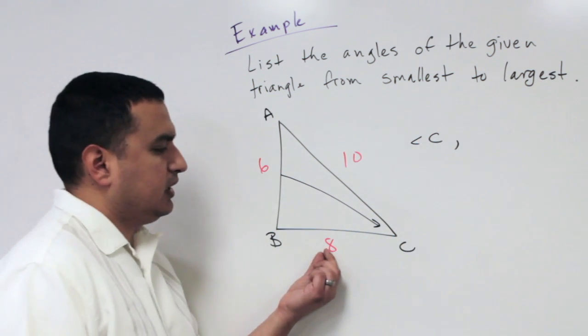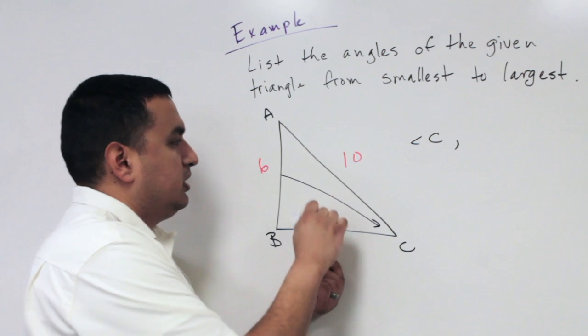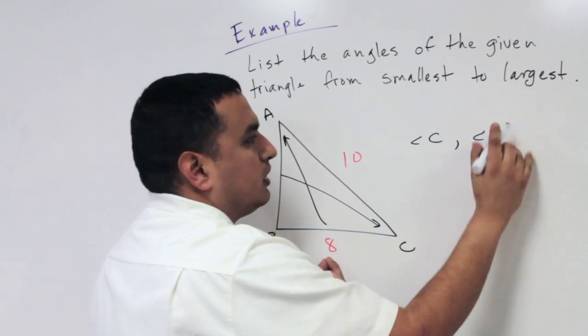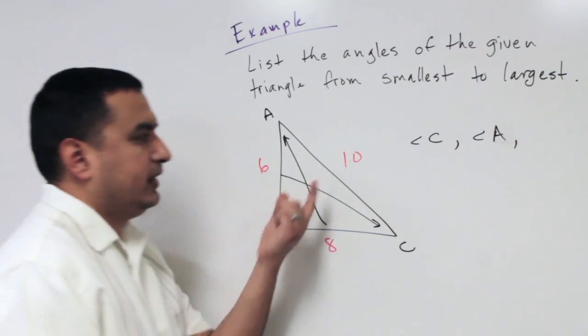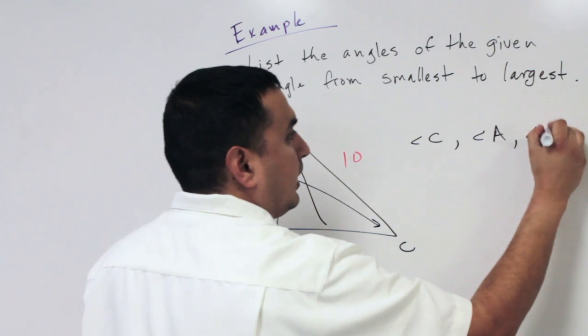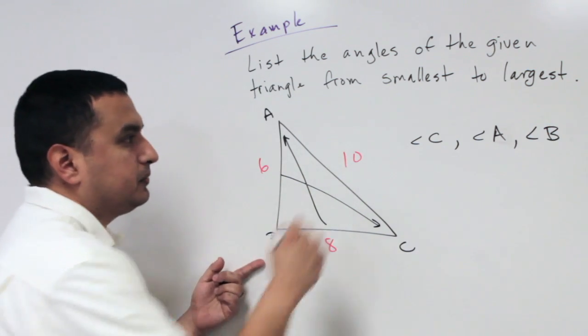The next side length is the 8. That's going to be opposite angle A. So I know angle A is my middle angle. And then 10 is my largest length. So that means that angle B has to be my largest angle.